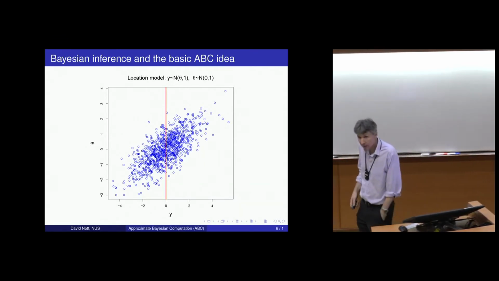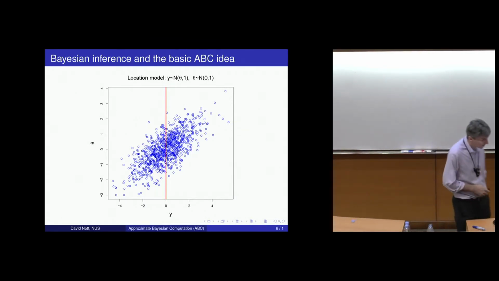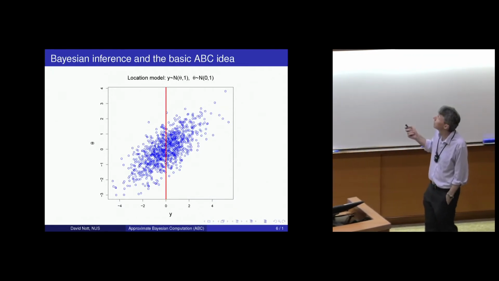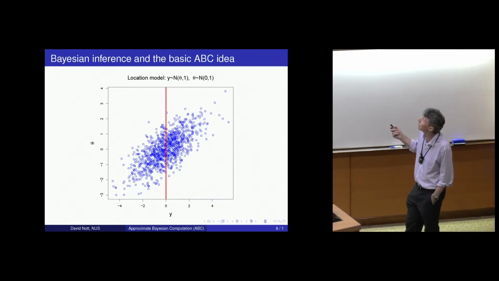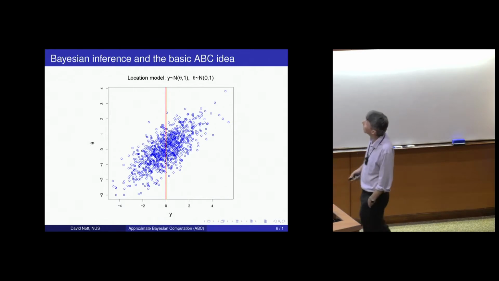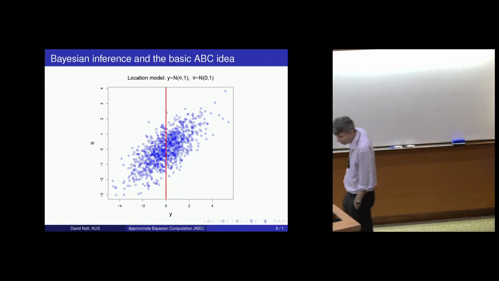This is an example where we have continuous data, okay? So in this toy example, I have just a normal location model. I've got a single data point y that's normal, mean theta, variance 1. I want to make inference on the mean theta, and I have a prior that's normal 0, 1. Again, I can repeatedly sample theta, y pairs from the joint model. I generate a theta standard normal, and for that theta, I generate a y. So I've got theta, y pairs in blue, the dots in the plot.